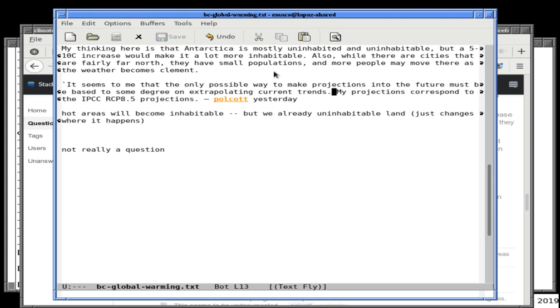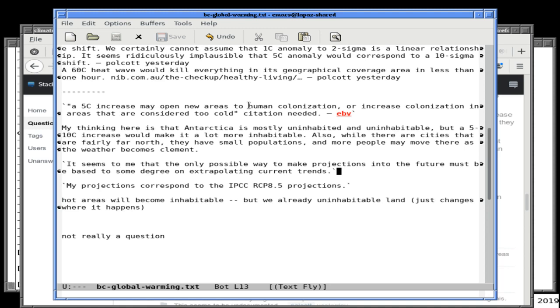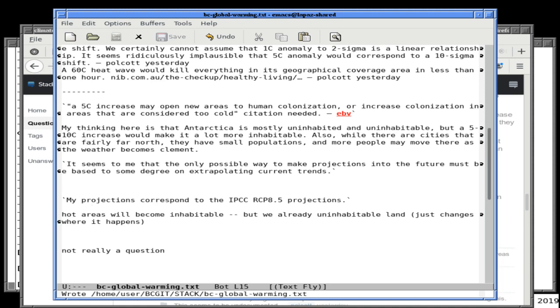Okay, we're going to break this into two little chunks here. And there's two things we're going to be saying here, and I guess the first one is that he's saying that you have to extrapolate based on current trends to predict. That's not actually true, but let's give him that.